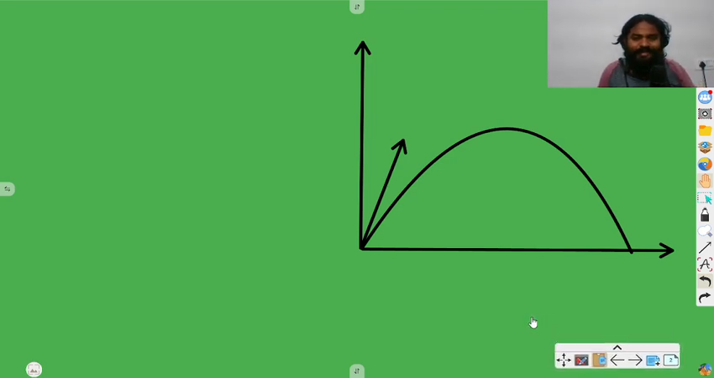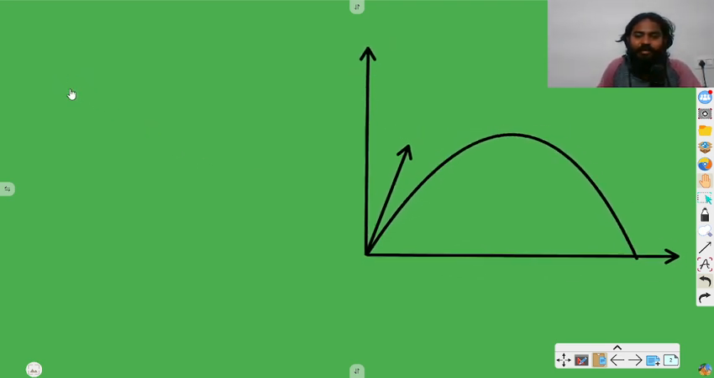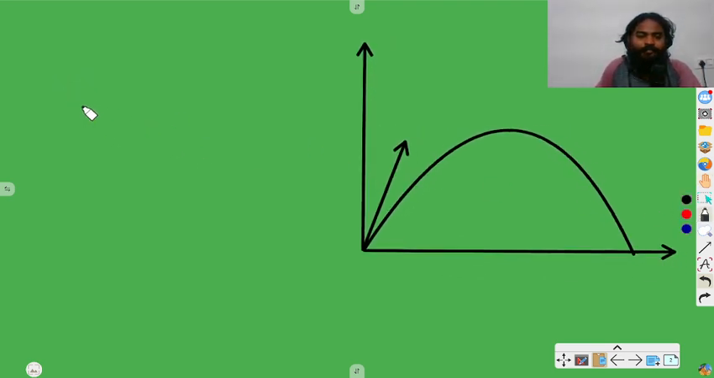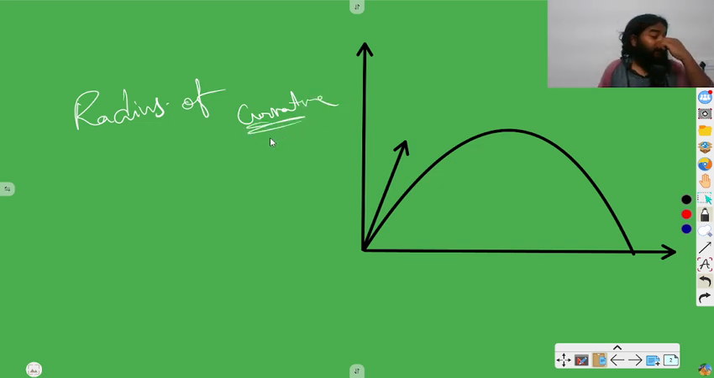Hi guys. So in this capsule we are going to find out how to calculate the radius of curvature.